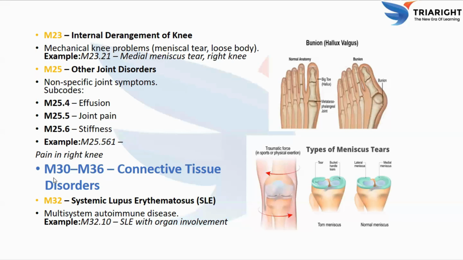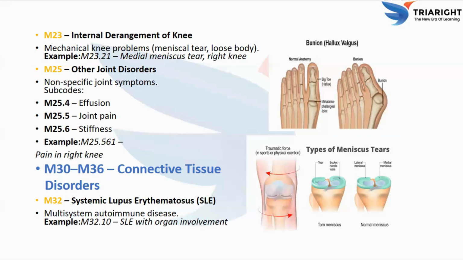So next, coming to the M30 to M36 code ranges, which describe the connective tissue disorders. These conditions involve inflammation of tissues like ligaments, skin, blood vessels, and organs. So what is the code? M32 for systemic lupus erythematosus, shortcut SLE. A multi-system autoimmune disease where the immune system attacks our joints, skin, kidneys, blood cells, heart, and lungs.